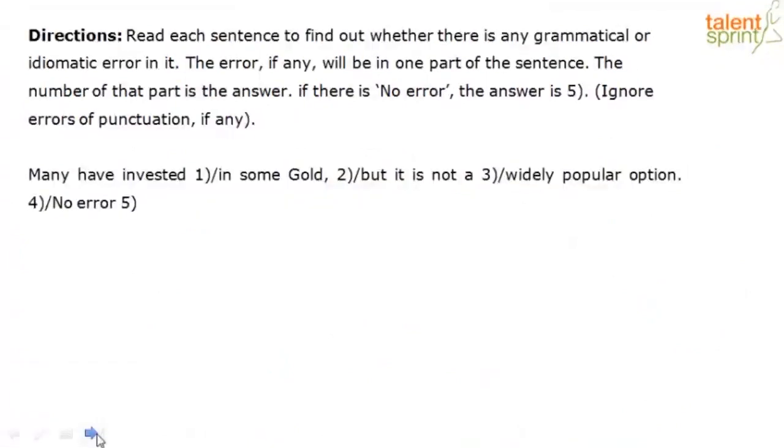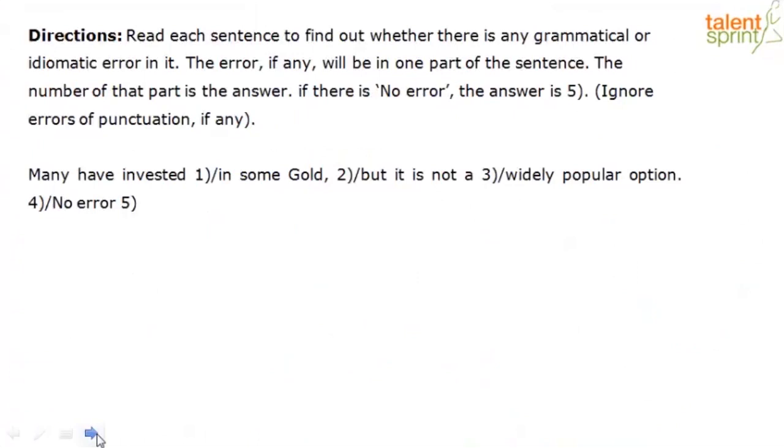Many have invested in some gold, but it is not a widely popular option. Maybe some of you might have got this one incorrect. Are you able to identify where the error is and why it is an error? So what is wrong with part 2? Why is some gold wrong? That is my question. Some is redundant.